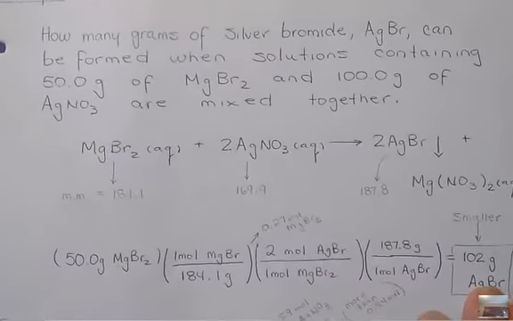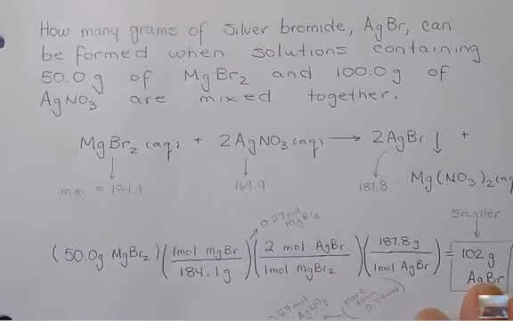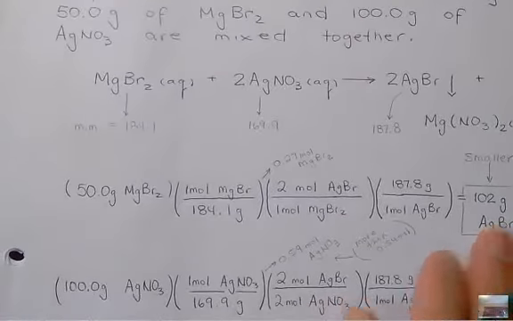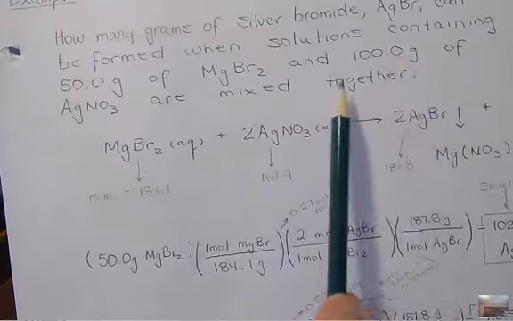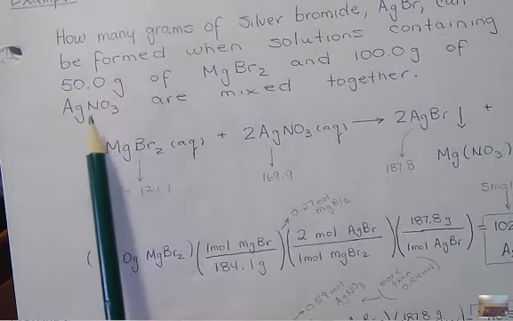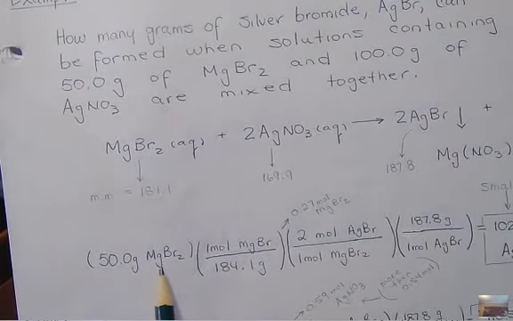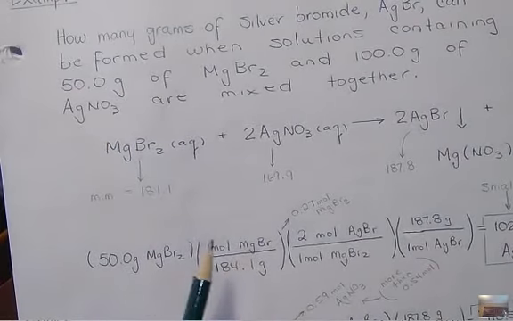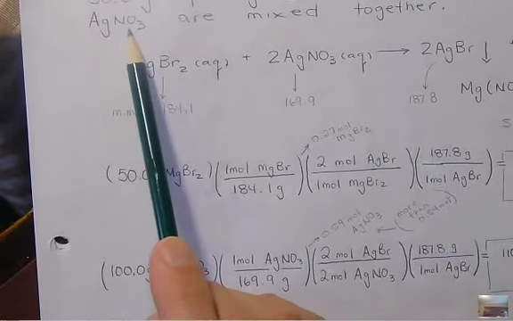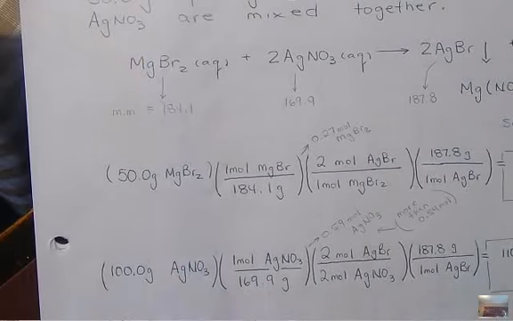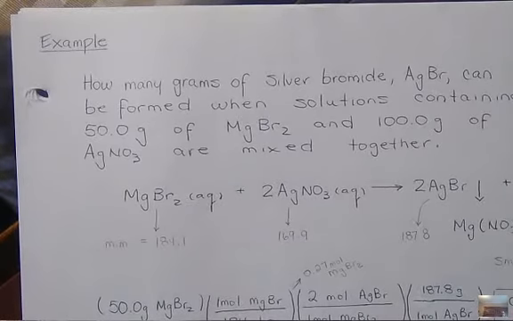Okay, so let's take a look at our first foolproof method. So the foolproof method is to do this twice. First, assume that it's the 50 grams of magnesium bromide that you're going to run out with. Take it all the way to the answer. Then do the calculation with the 100 grams of silver nitrate that you start with. Take it all the way to the answer and see what you get.